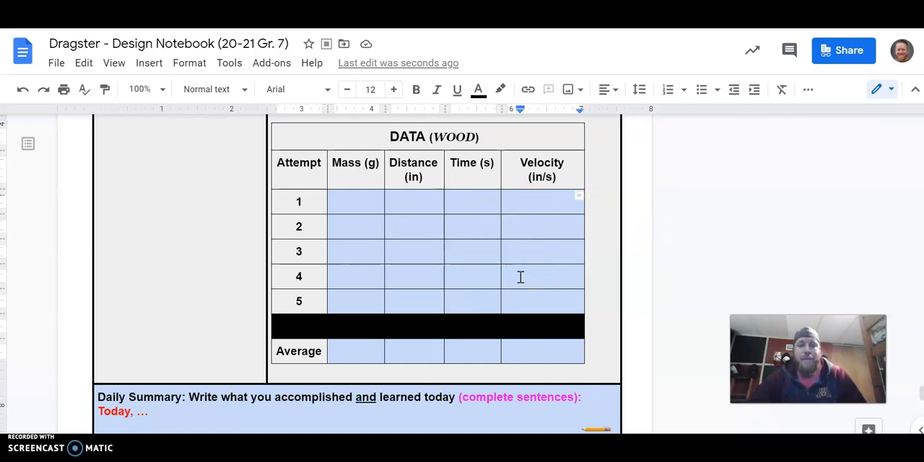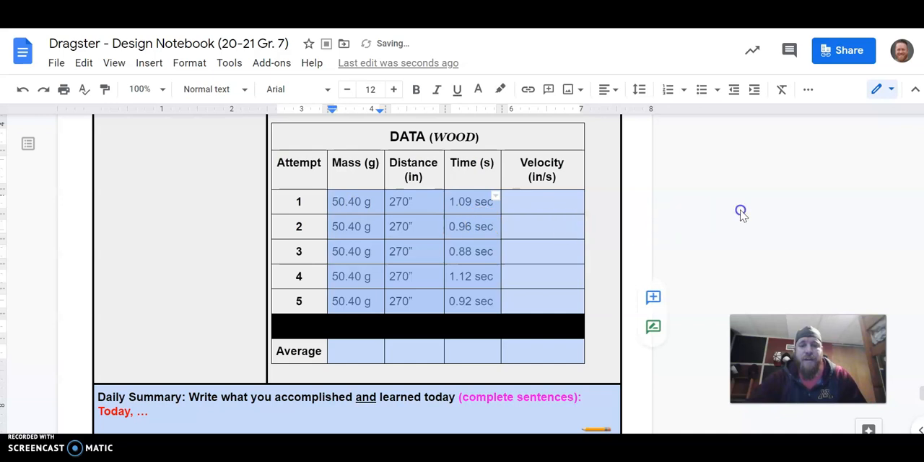If you were not able to test your car out for whatever reason, okay, some data, right now you can pause the video and enter that data into your chart so that you can calculate velocity as well. So pause the video right now and enter this data into your design notebook. Now that you have that data, you're going to do the same thing that we just did above. So calculate the velocity, distance divided by time.